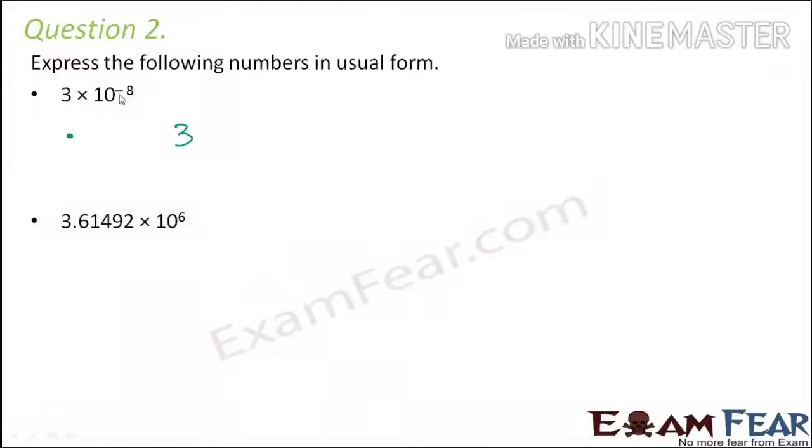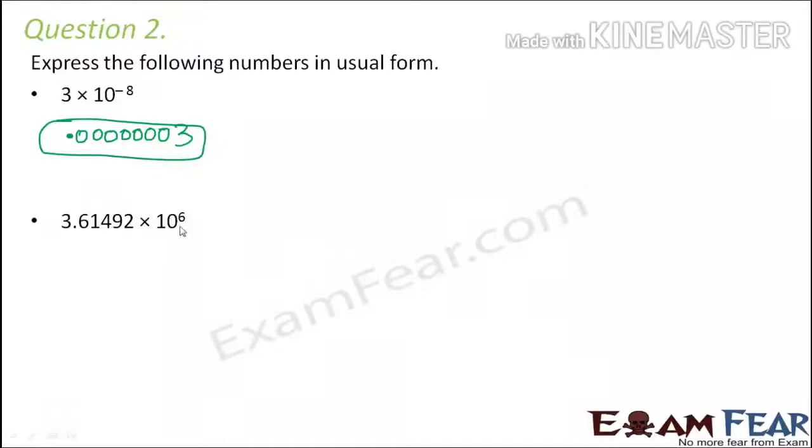But it is 10 to the power minus 8, so you must have 1, 2, 3, 4, 5, 6, 7 zeros after the decimal point. How many jumps will you take? 1, 2, 3, 4, 5, 6, 7 and 8, because you have written it as 3 into 10 to the power minus 8. So this would be the usual form, 0.00000003.